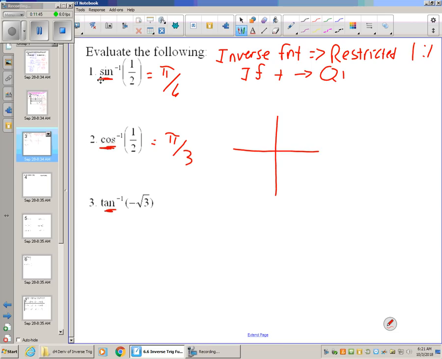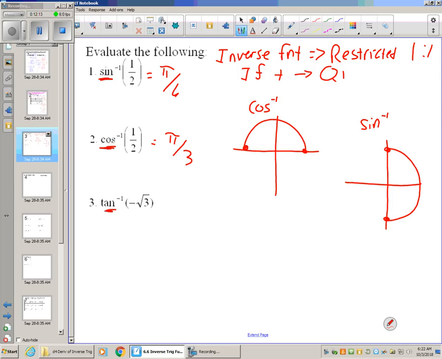Like if I'm looking at cosine, remember I said the range for cosine is between 0 and pi. I'm looking at my graph. It looks like this. I'm between those values for cosine. And for sine inverse, remember I said the range is between pi over 2 and negative pi over 2. So here's pi over 2, here's negative pi over 2. So I'm really looking between the first and fourth quadrant.